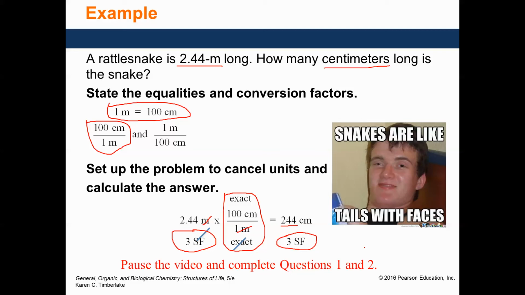So go ahead and pause the video and try questions numbers 1 and 2 on the conversion factors activity. These are going to be these one-step sort of conversions like we showed. And if you need to look up the equalities, you can use the table of equalities and equations that you can find in Canvas, or you can use the textbook.